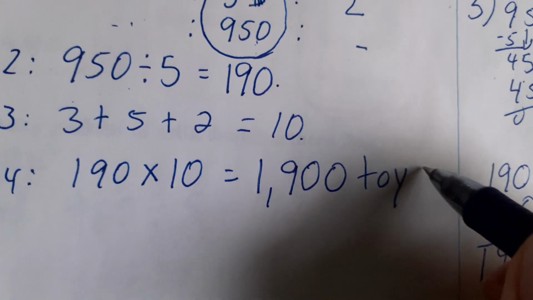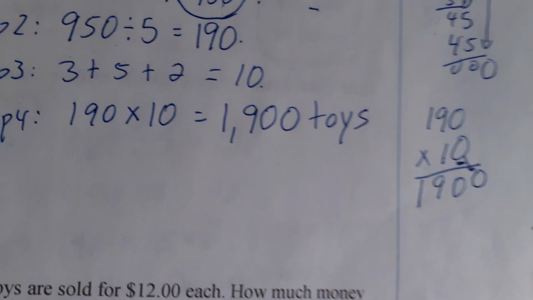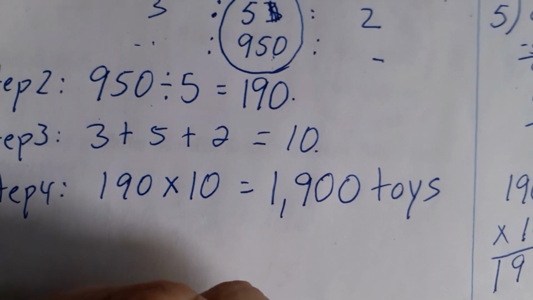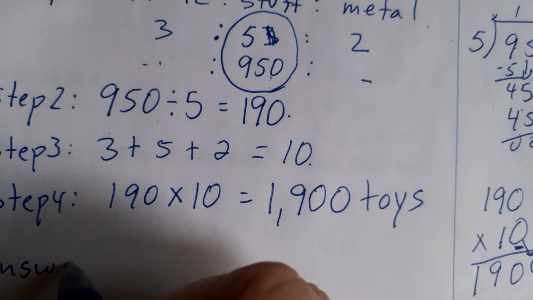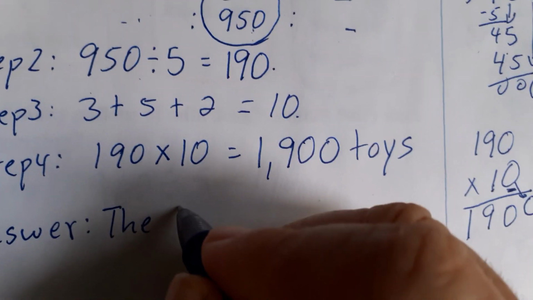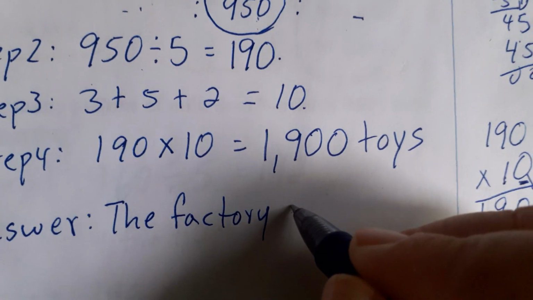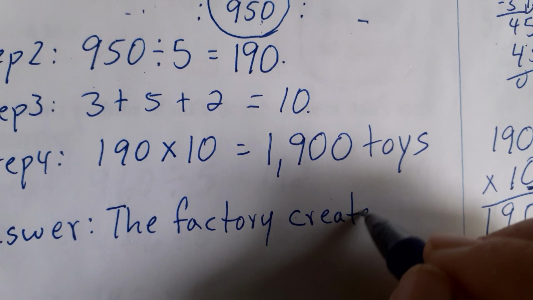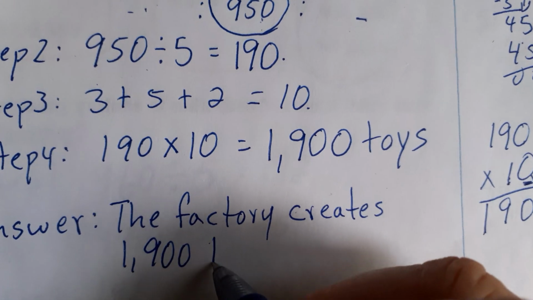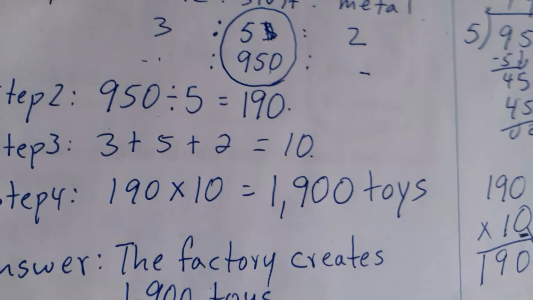toys. Okay, so they create 1,900 toys. That's the total amount. So our answer will be the factory creates 1,900 toys. Okay? Do you understand that?